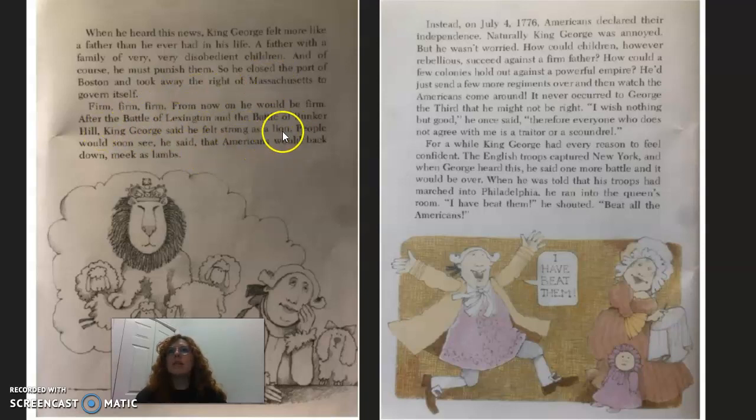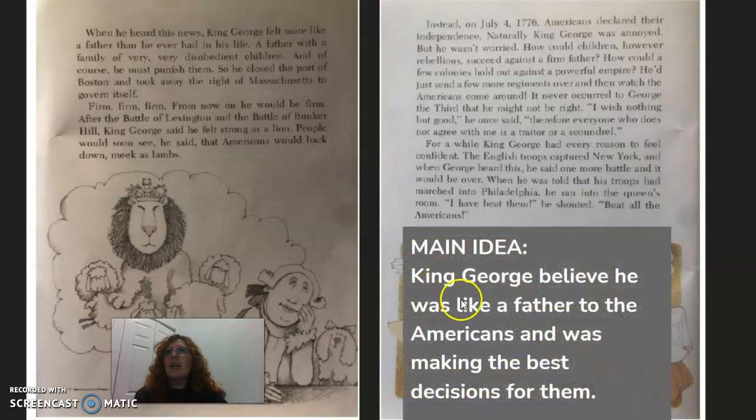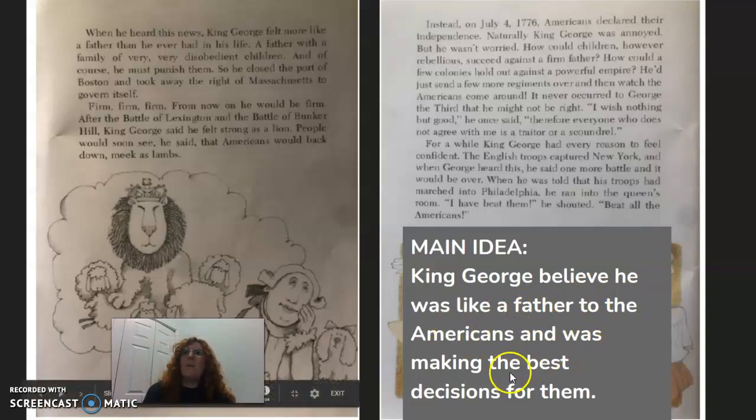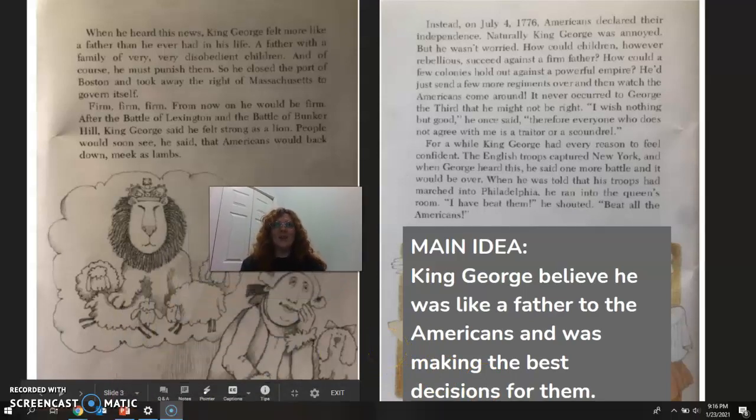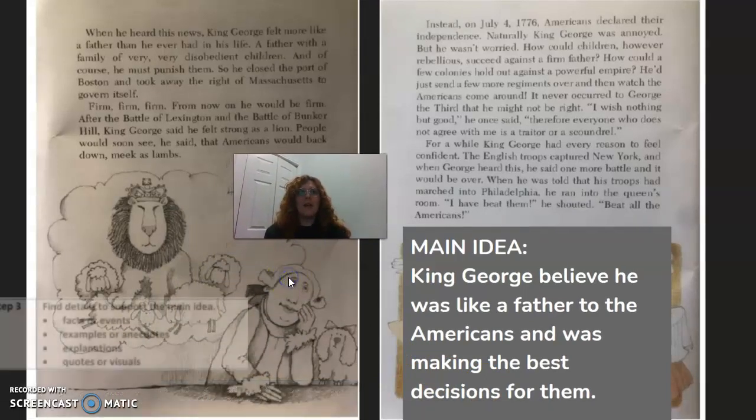I see the word Americans again. "How could children, however rebellious, succeed against his firm father?" So I keep seeing the words children, father, and Americans. All right, I think I have my main idea. King George believed he was like a father to the Americans, and he was making the best decisions for them. All right, I got it. Now I can go to step 3.